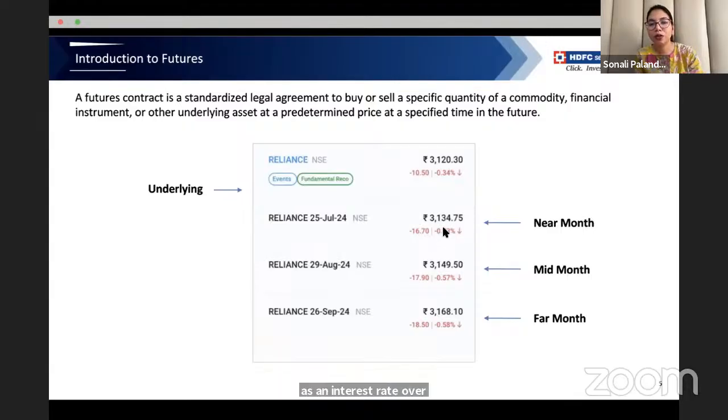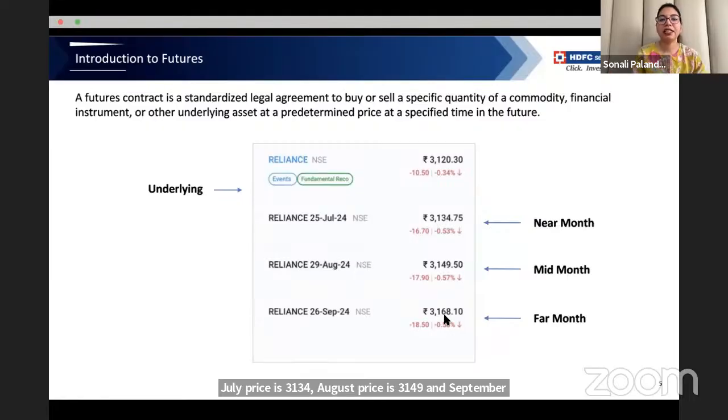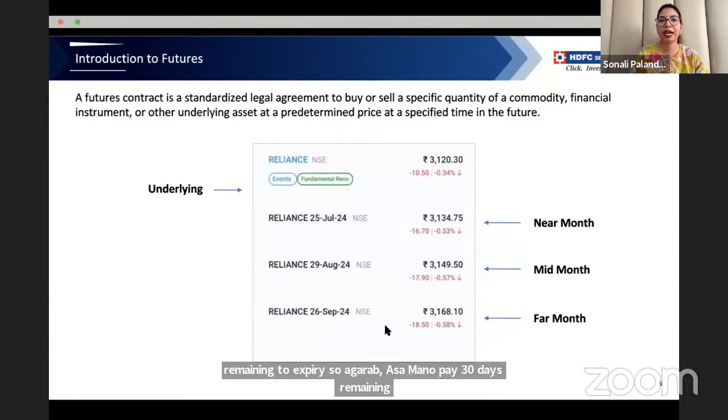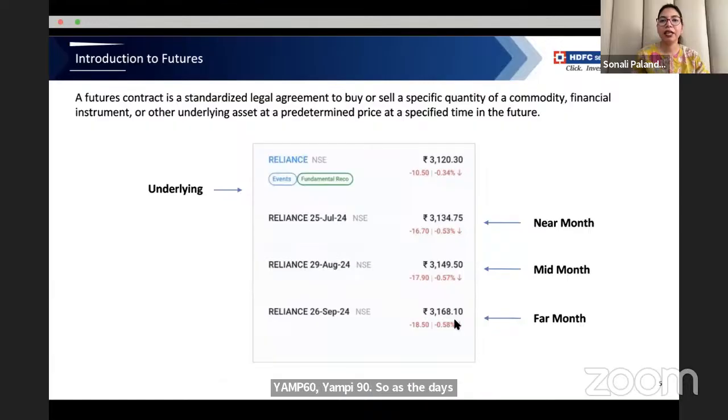Another factor, if you observe over here: the July price is 3134, the August price is 3149, and the September price is 3168. So it is increasing month by month, right? That is because of the second factor, the days remaining to expiry. If you assume 30 days remaining here, 60 here, and 90 here, then as the days increase, the days-remaining factor in the formula increases. That's why the difference in the prices increases. I hope the basic understanding behind the price changes is now clear.